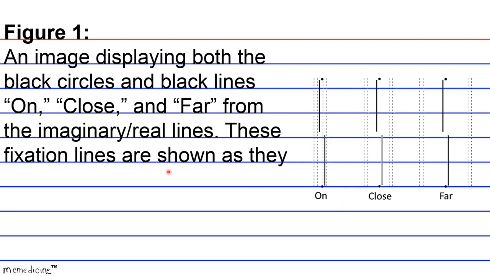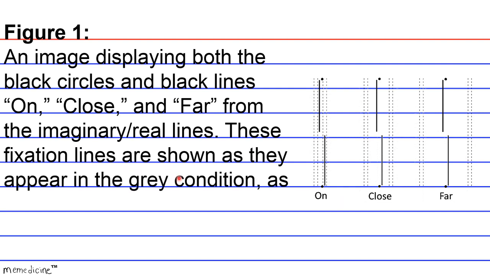These fixation lines are shown as they appear in the gray condition as dashed lines in the figure. So this is the dashed or gray lines is where the subject has fixated their real/imagined images that they projected in their mind, their mind's eye. Okay.